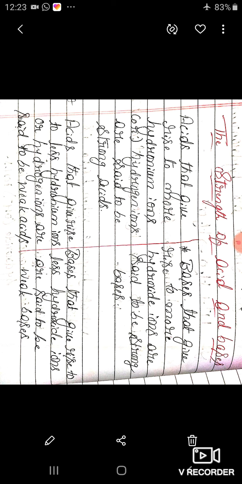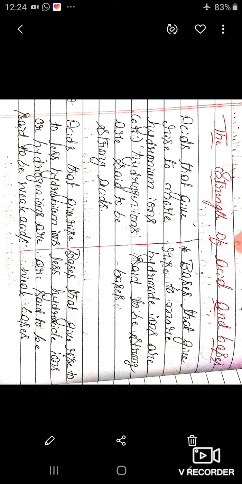You know this from your previous class: what do you mean by an indicator? Once again I repeat it. Indicators are substances which can change their color or smell in different types of substances. That is called an indicator. But what do you mean by a universal indicator?